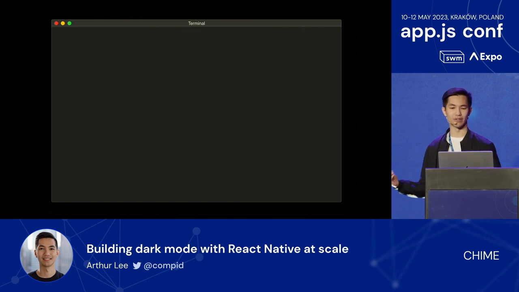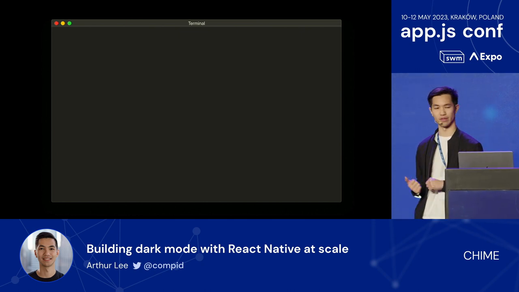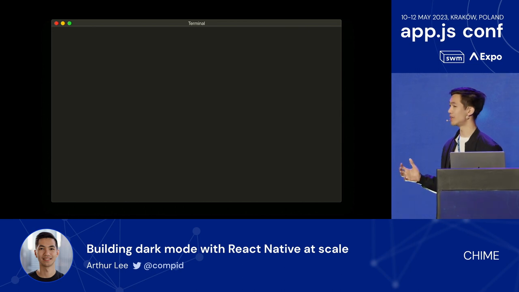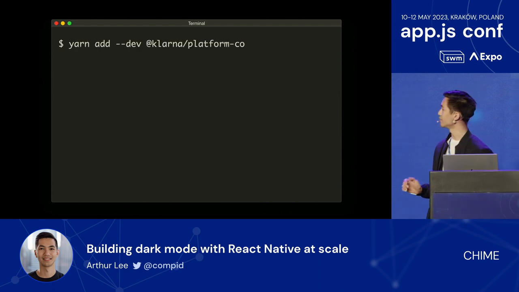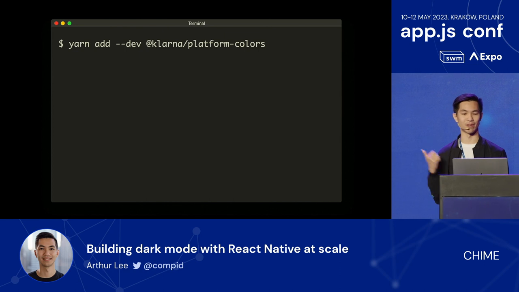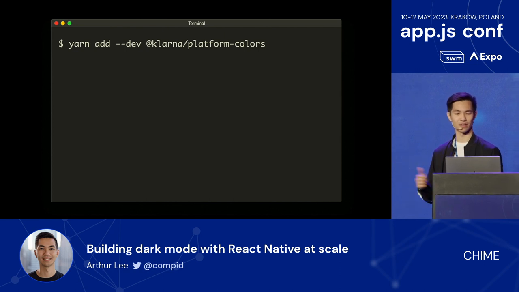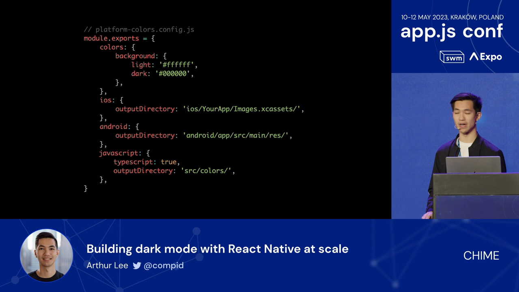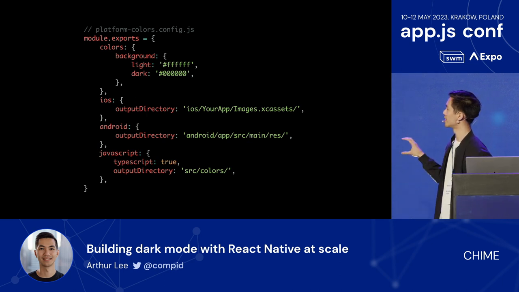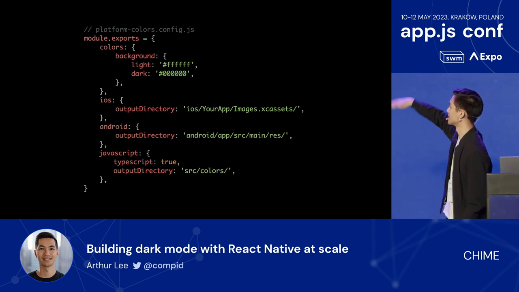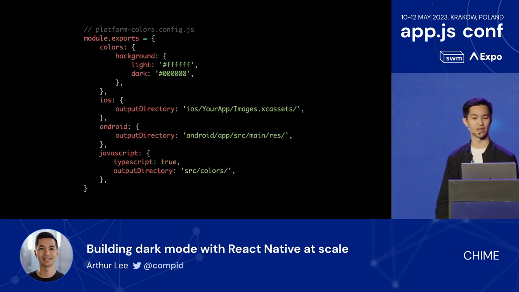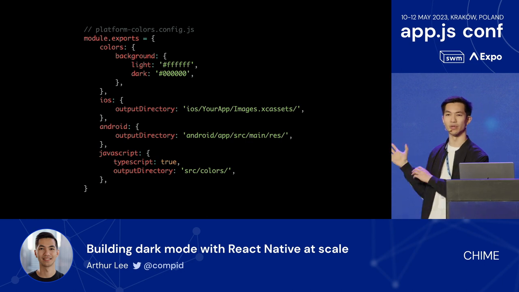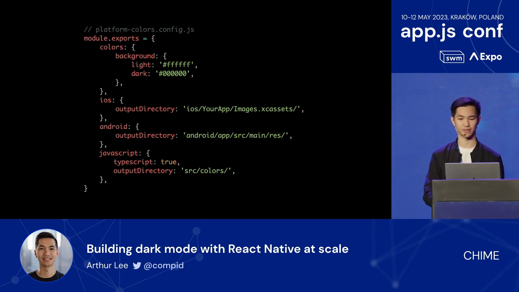So how do we go about using Platform Color within the Chime app? We don't have a hybrid app. We're 100% built on React Native. So we don't have any colors defined within native. Luckily for us, we found a great package from Klarna called Platform Colors. So all we had to do is define a colors.js config file. We simply listed all of the colors that we had in our app, the tokens and their light and dark mode values, and a bunch of configuration for where to output these files.